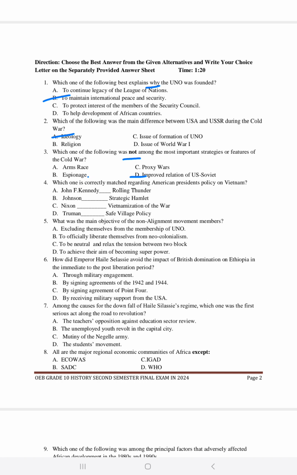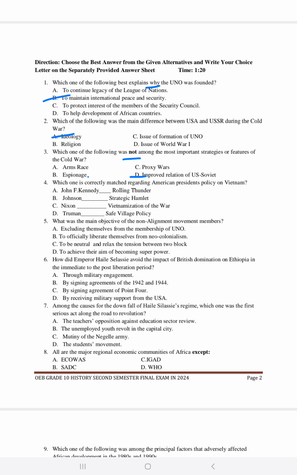B, Johnson, strategic hamlet, so it is also not correct. Why? Because the strategic hamlet, or safe village, was not by Johnson. It was by John F. Kennedy.